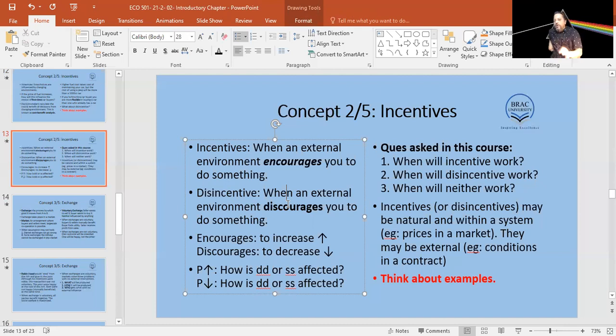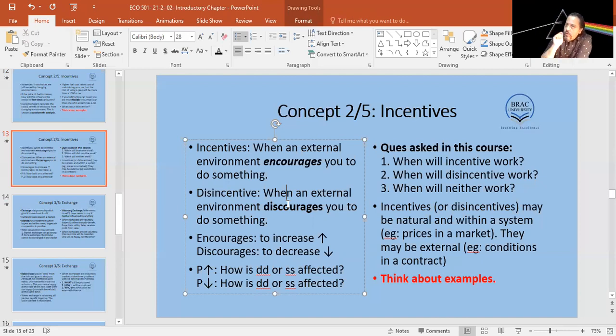Now, the questions that we're going to ask in this course regarding incentives is, number one, under what conditions will incentive work? Number two, under what conditions will disincentive work? Number three, is there a situation when neither of the two will work? When we approach this question, we will be approaching a concept called equilibrium. We'll come to that later in the next week. Incentives or disincentives may be natural and within a system. For example, prices in a market, price increases, prices falls. Buyers and sellers respond in two different ways.